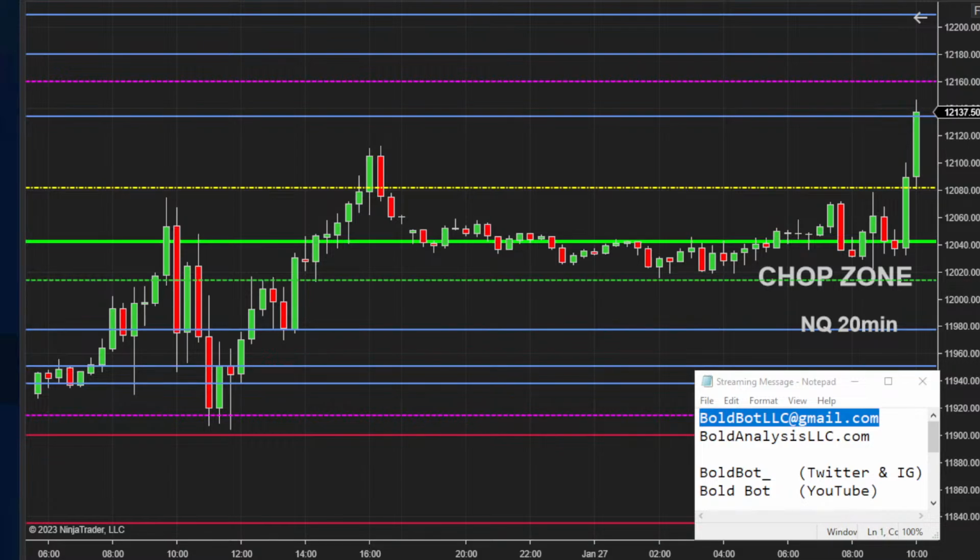Are you using a target to get out of that trade, or using... Nope. So Scalper only uses a trailing stop. It does not use a target. Correct. My other algorithm, Bold Range, which is the super conservative one, that one has targets, but not Scalper. Good question.